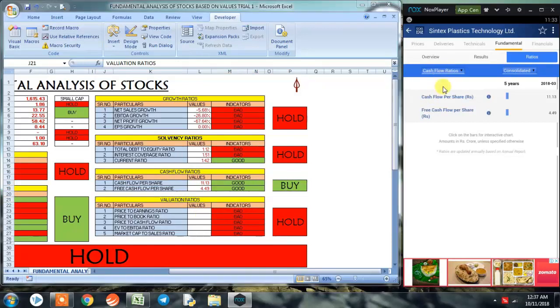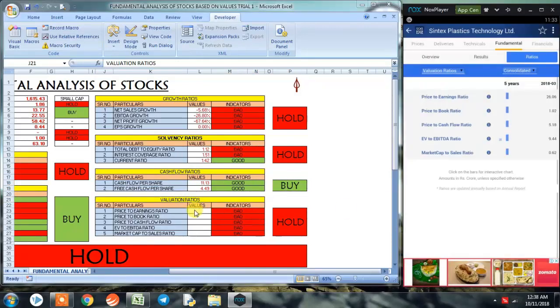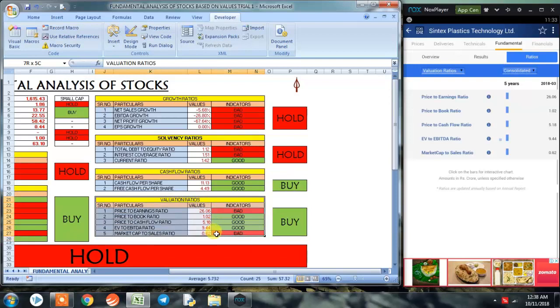Now coming on to valuation ratio, the first is price to earning ratio, which is 26.06, price to book ratio is 1.02, price to cash flow ratio is 5.18, EV to EBITDA ratio is 9.44, and the market cap to sales ratio is 0.62. So overall valuation ratio has given us a signal to buy this stock at this point of time.